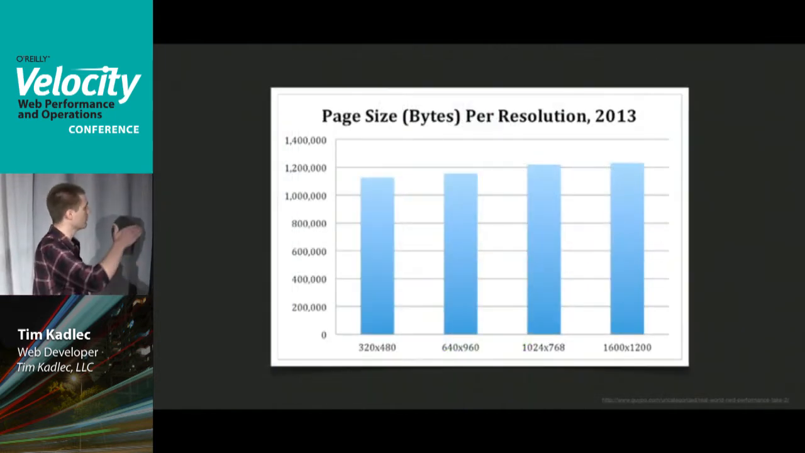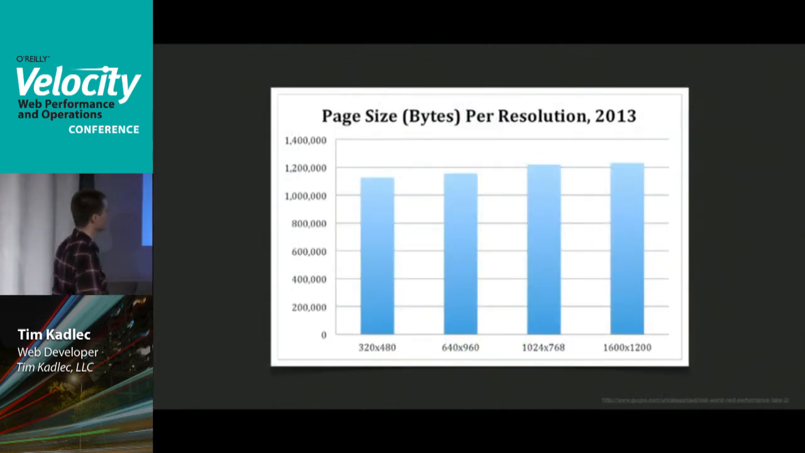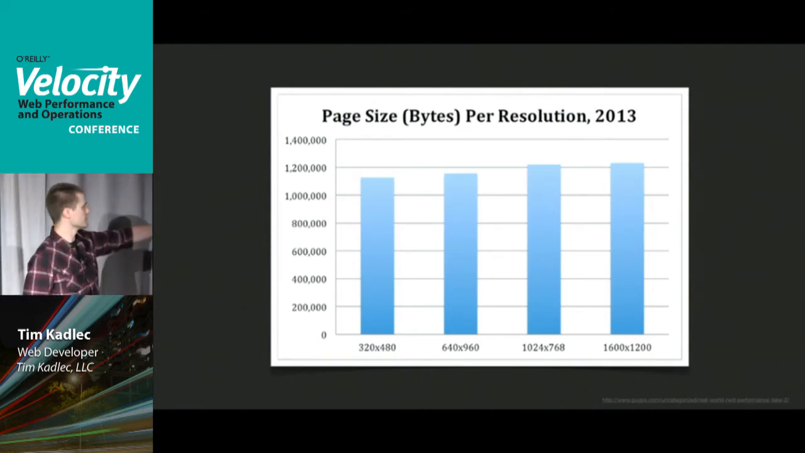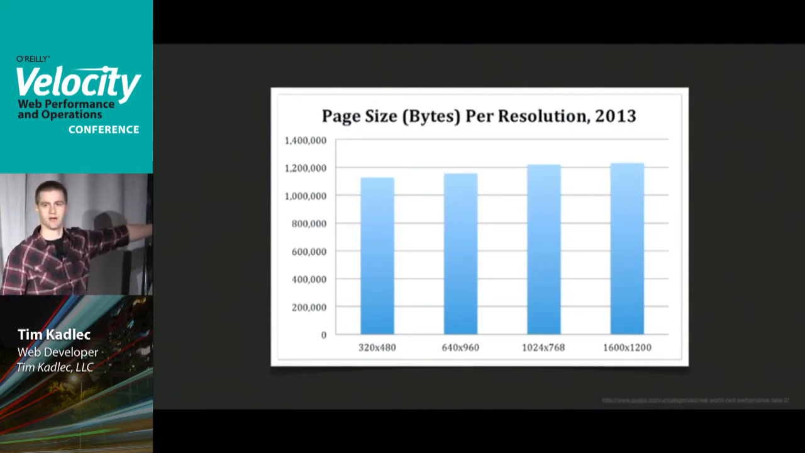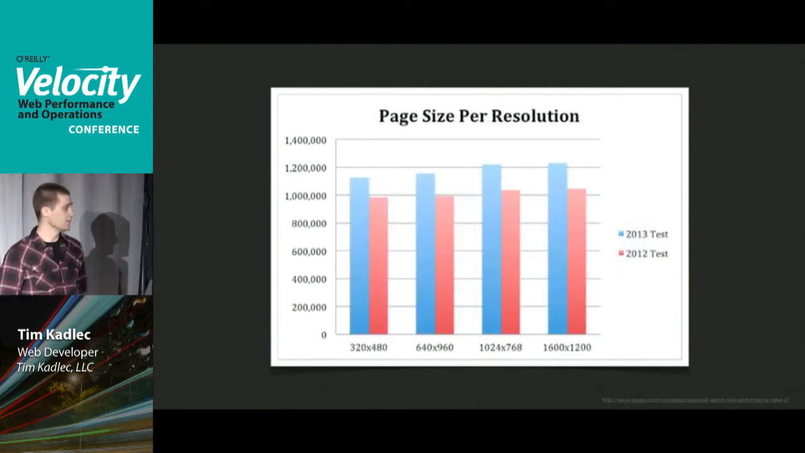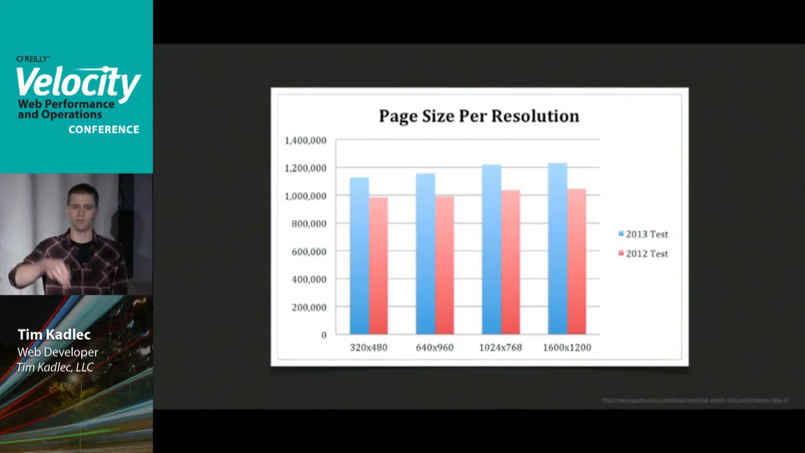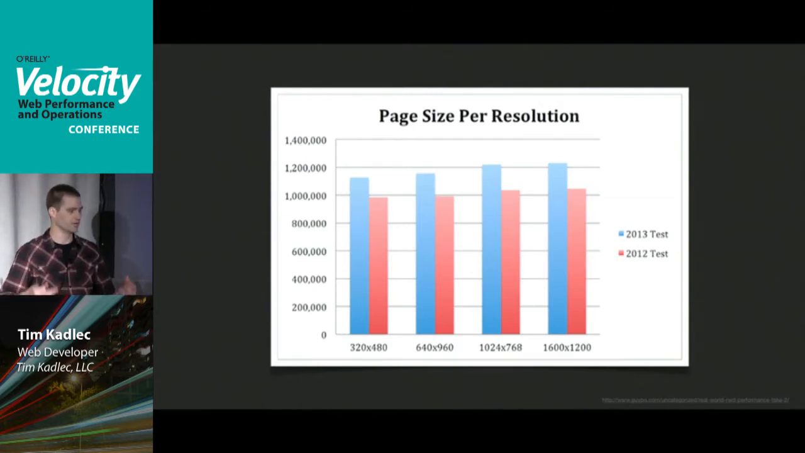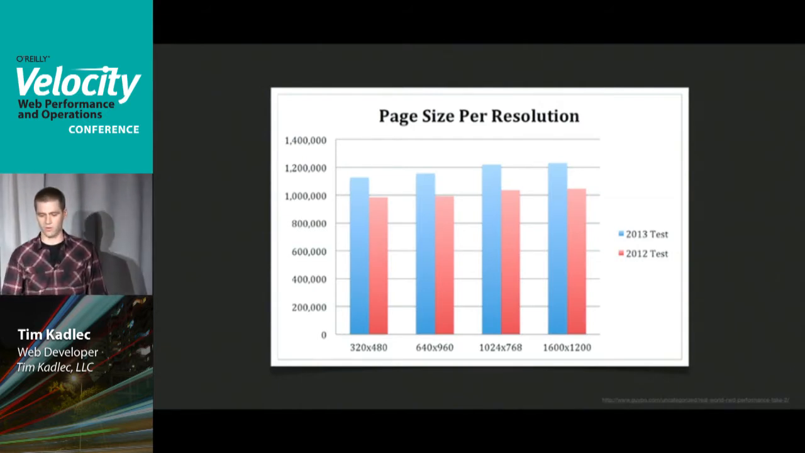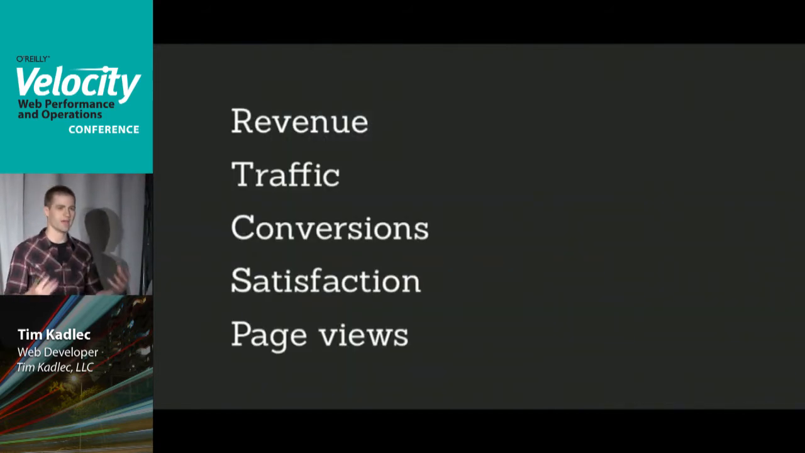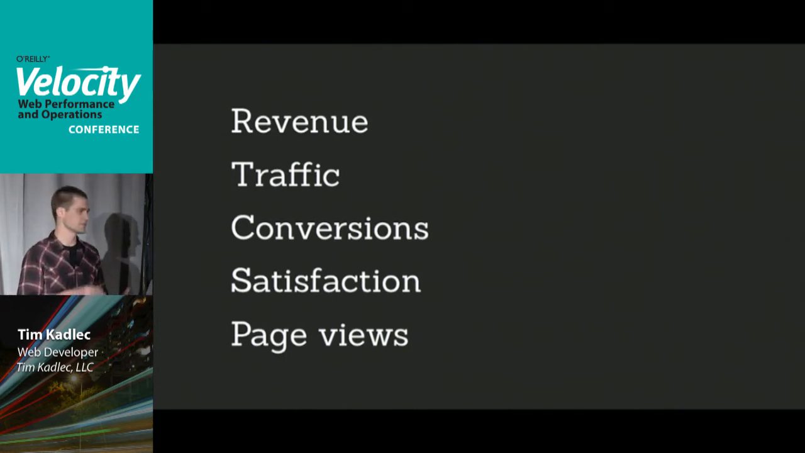In fact, he broke it down by the resolution, and you can see that there's not much happening here in terms of reducing the bytes that get sent down for these smaller displays. And these numbers, the page size per resolution, are actually worse than the year before when he tested it. Sites are getting fatter and more bloated, which is a big issue. Everybody knows performance has been tied to just about every key performance indicator for a company. Revenue, traffic, conversions, everything. There are case studies demonstrating this stuff up the wazoo.